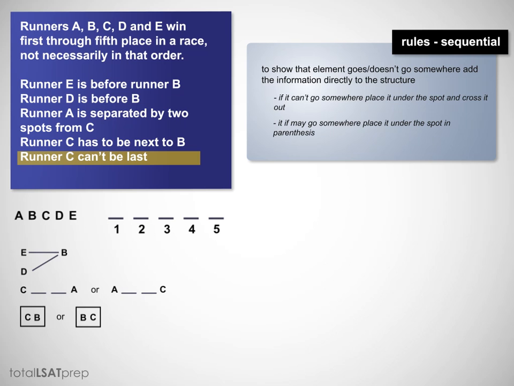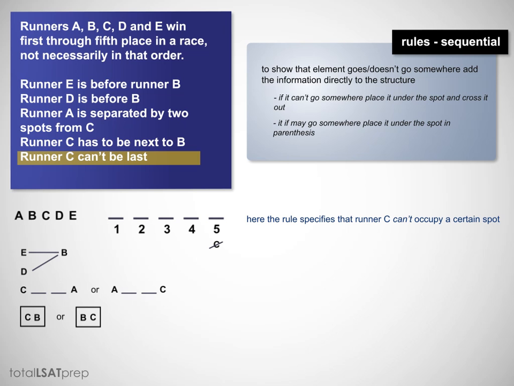it can go there. So here the rule specifies that runner C can't occupy spot number 5, so we'll put C underneath and cross it out. And the reason it's helpful to put it directly in the diagram with the structural elements is that it makes it much easier to make an arrangement as soon as you look at the diagram. Okay, so these are the basic rules and basic ways of symbolizing them for the sequential games.